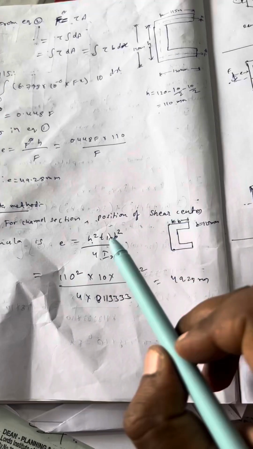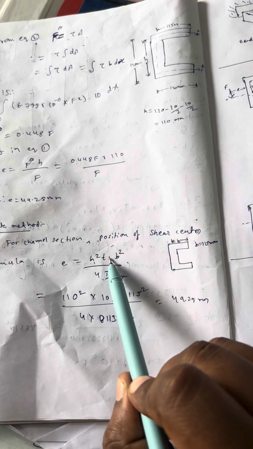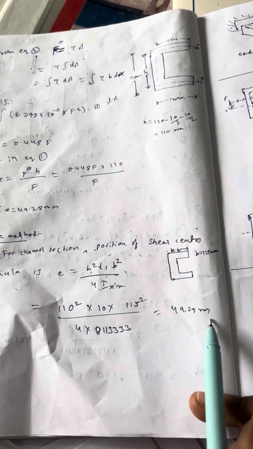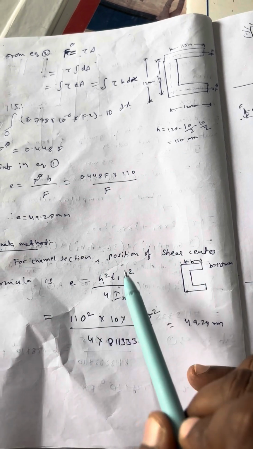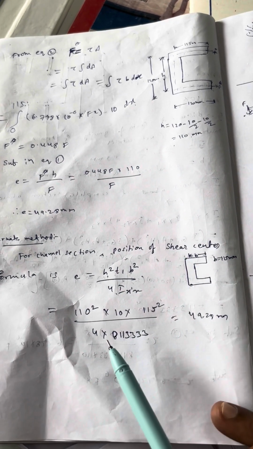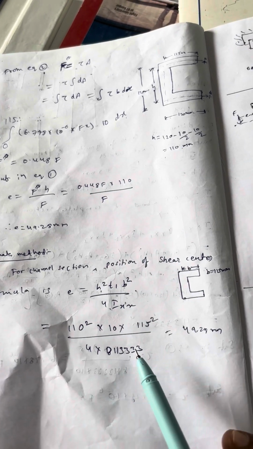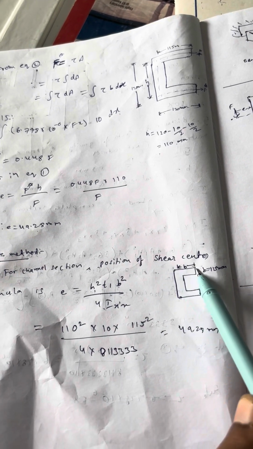There is an alternative: a direct formula for the channel section to calculate the shear center. Substitute all the values and you will get 49.28. Here h is 110, t1 is the thickness 10, b is 115, and 4 into this we have already calculated. So b is 115, this distance.